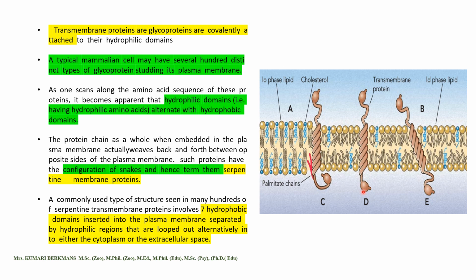This protein is called a transmembrane protein. It is made up of glycoprotein, and it takes the name serpentine membrane protein because of its shape. This is also very important.